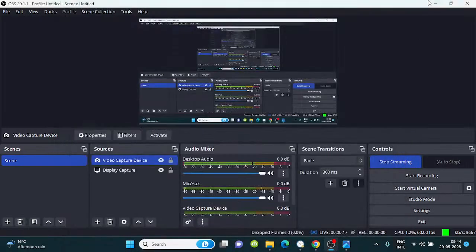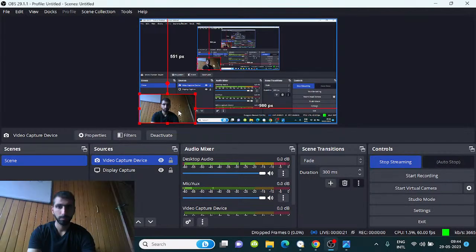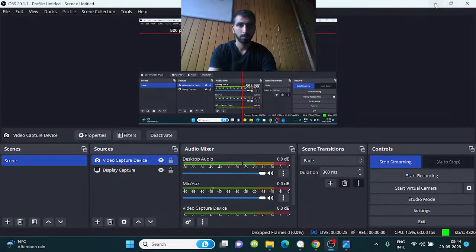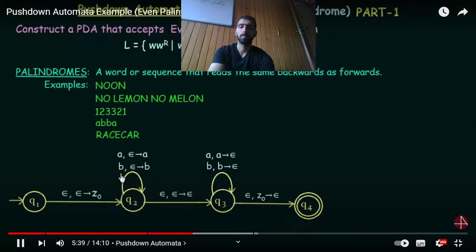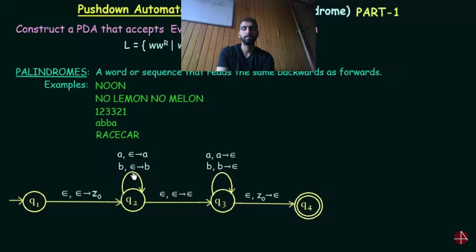And by pushing, I mean inserting. So if we get input A, we just push it or insert it to the stack and we don't pop anything. And in the same way, if you get an input B, then what we do? We just don't pop anything from the stack, but we just push that B directly into the stack. That is what we do in state Q2.